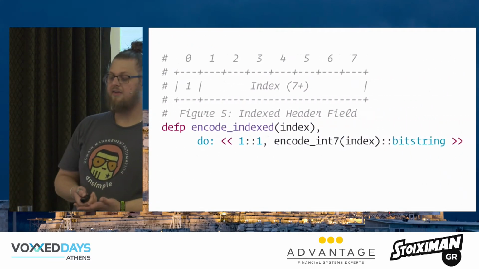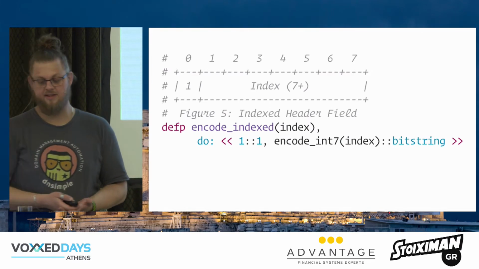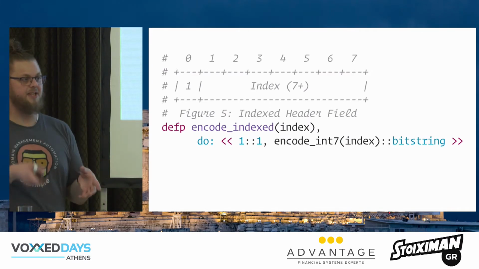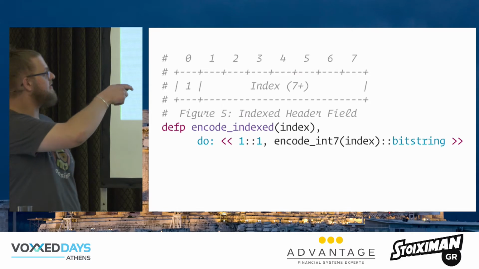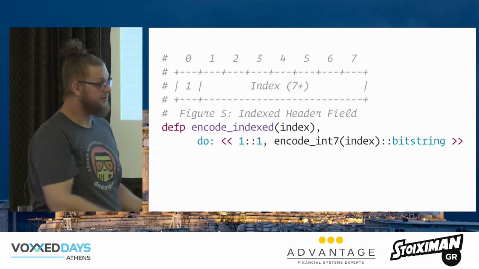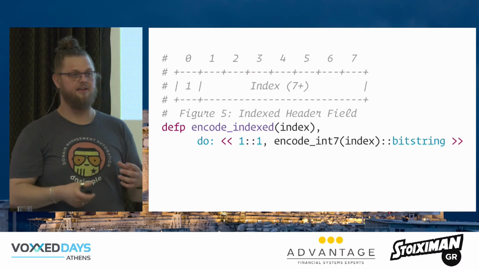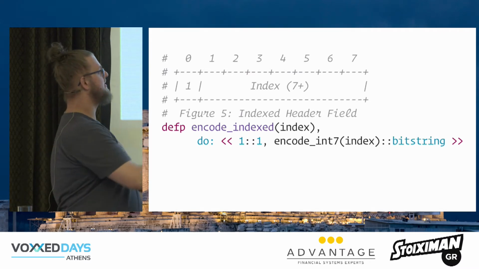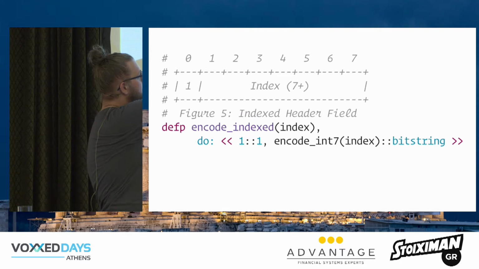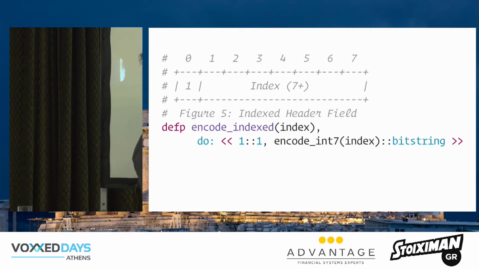So let's take a look at encode index, and this implementation is so easy that you can use the Elixir version of a shorthand function declaration, because it's a single line, right? You can encode a binary in a single line of Elixir. I think that's amazing. So you construct a binary here. You set the first bit with a size of 1, first bit, to 1, and then you encode the integer in version 7, as a bit string.